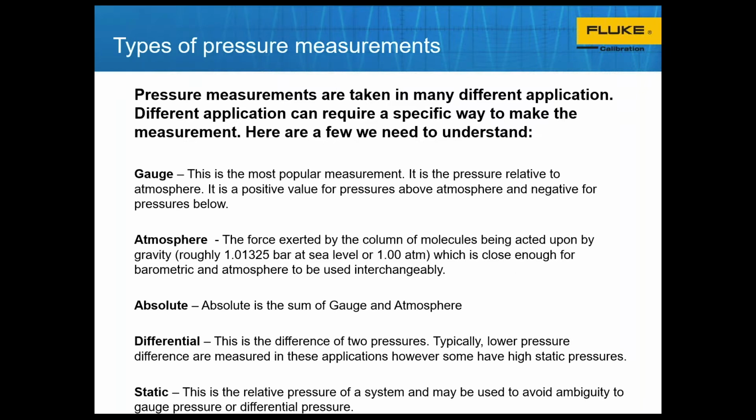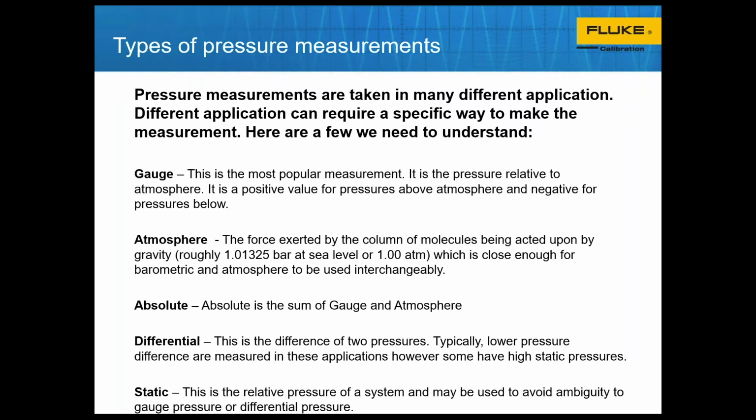And what it does is it measures the pressure relative to the atmosphere. So the atmosphere has pressure. We'll talk about that next. But anything that's positive above the atmosphere or negative below the atmospheric pressure is a positive or negative gauge pressure. The atmosphere itself is the force exerted by the column of molecules being acted upon by gravity. So at sea level, that's roughly 1 atmosphere or 1.01325 bar. Those two numbers are close enough to each other that bar and atmosphere get used interchangeably.